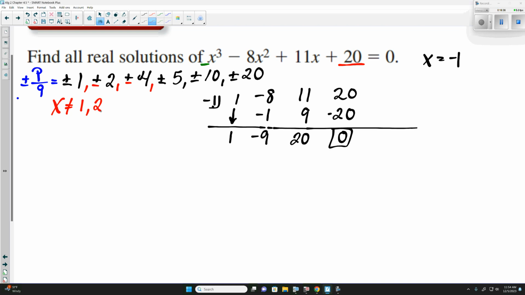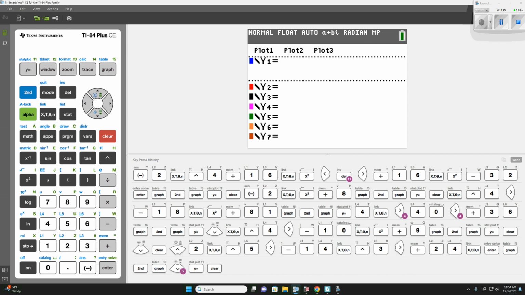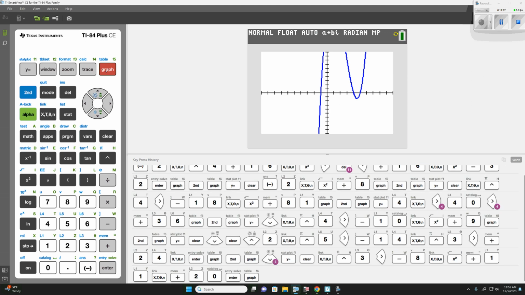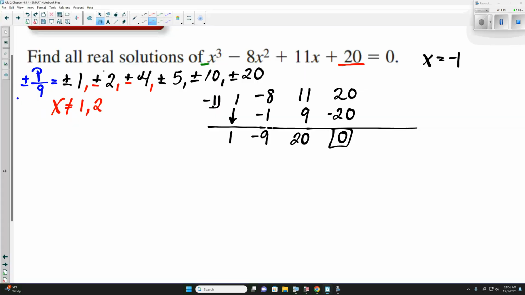Because we could do that, or we could turn it into a quadratic, or from the beginning, I can type this in as x to the third minus 8x squared plus 11x plus 20. Graph. Second table. That tells us negative 1 is a solution. But it also tells us 4 and 5 are solutions. So it could have taken us a little while to get to 4.